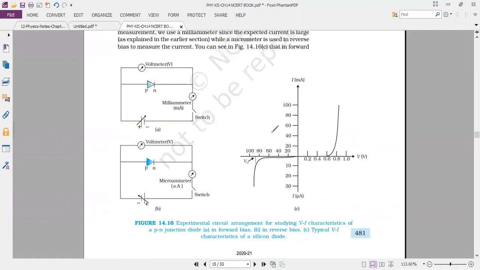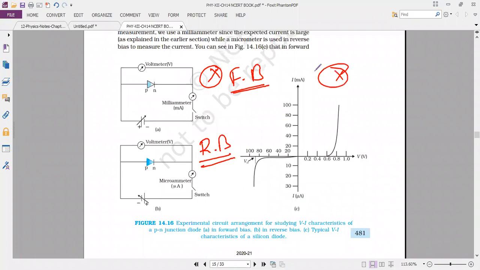In this diagram, you can follow forward bias, reverse bias. And the graph, very, very important. Experimental circuit arrangement in studying VA characteristics of PN junction forward bias and reverse bias, and the VA characteristics of silicon diode.